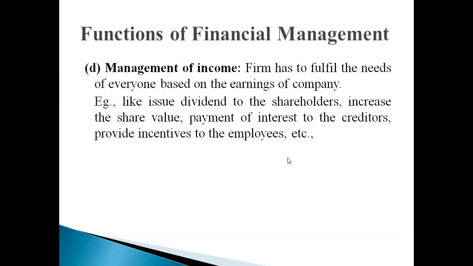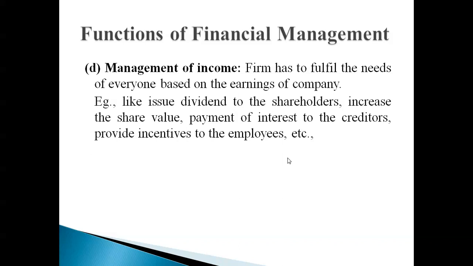Management of income. Firms have to fulfill the needs of everyone based on the earnings of the company. Okay, what are all the needs of everyone? Supplier needs their money on time. Customer needs credit sales, correct? They will pay after some time. Your shareholder needs the dividend, a bulk dividend. They want a fat payment. Your creditor needs your interest. Your bankers, debenture holders need your interest. Your employees are looking for their incentives and salaries on time.